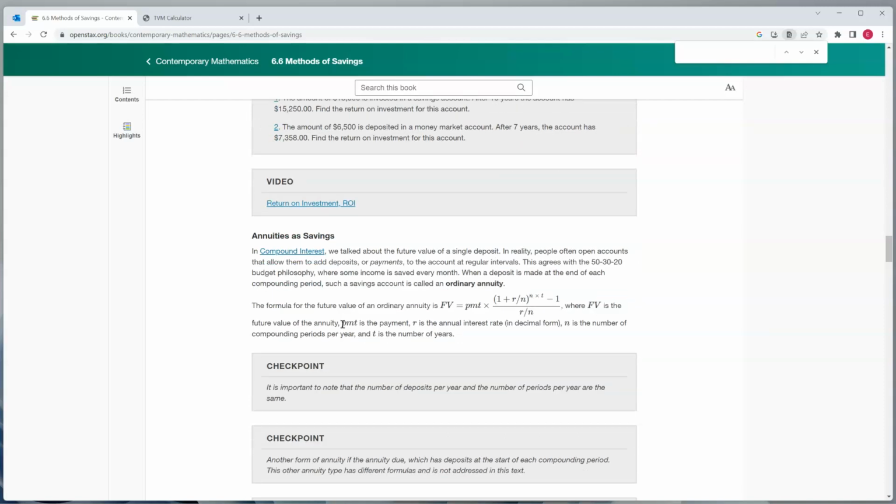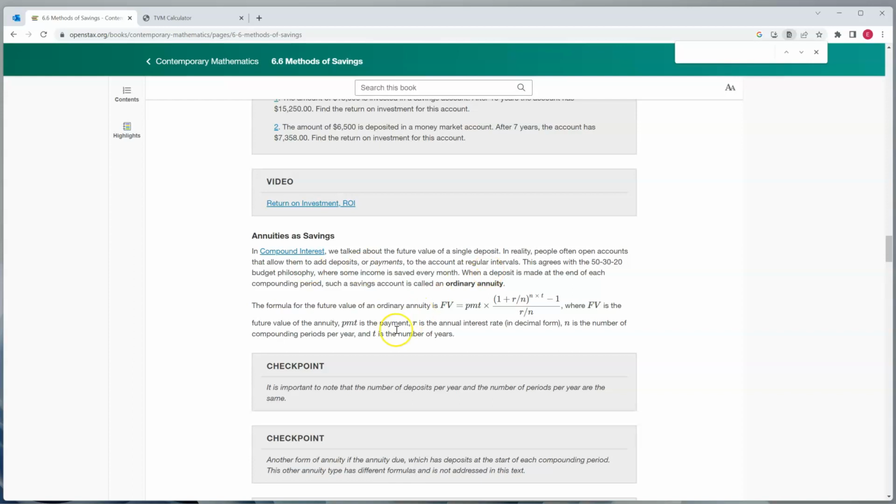What I would like to get to is annuities as savings. So annuities, you've seen those commercials, the J.G. Wentworth commercials. It's your money. Use it when you need it. They talk about annuities. So that's a type of savings account that's going to pay you regular payments, or you're going to make payments at regular intervals into it.